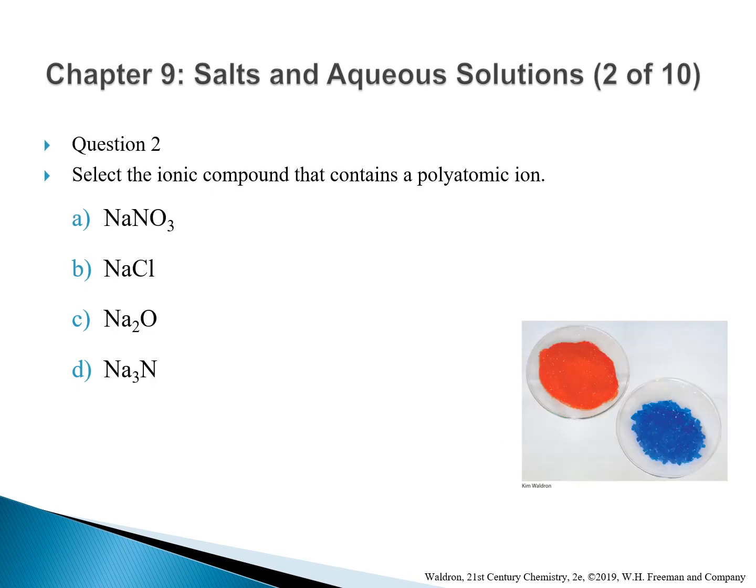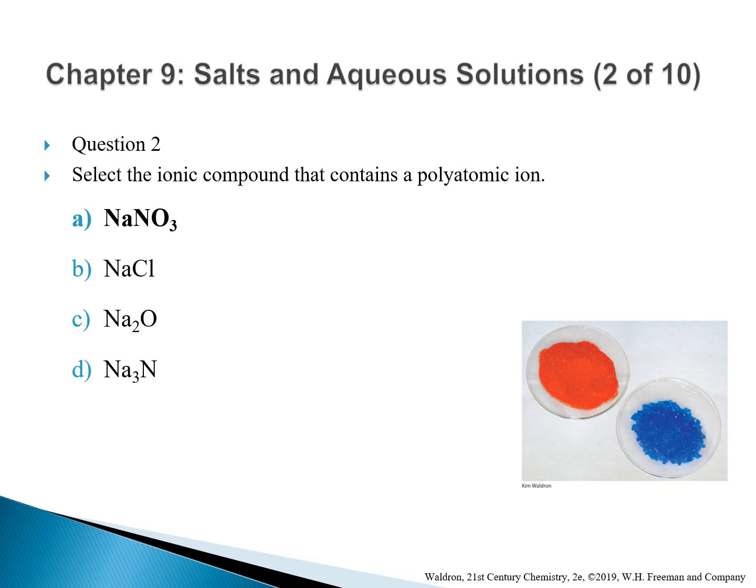Question 2. Select the ionic compound that contains a polyatomic ion. A. Sodium nitrate. B. Sodium chloride. C. Sodium oxide. D. Sodium nitrite. Please pause your video here. The correct answer is A.